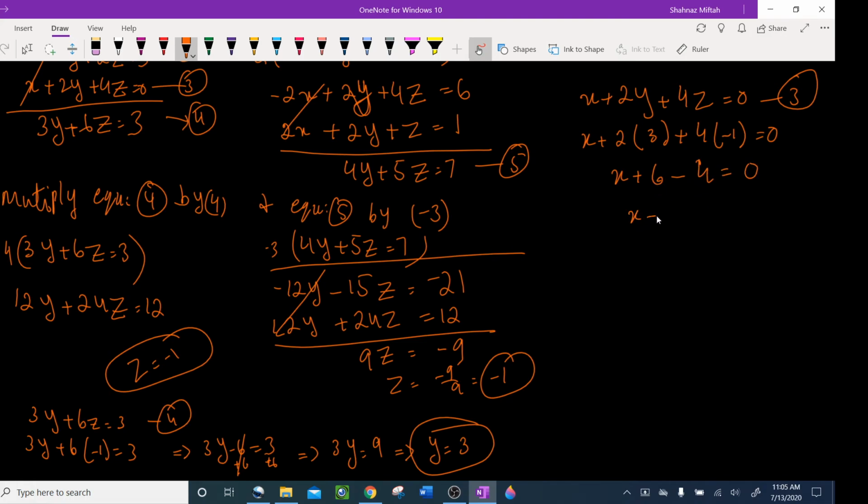6 minus 4 is going to give me x plus 2 equals 0, and this is going to give me x equals negative 2, because you subtract 2 from both sides to get x by itself. So my solution is negative 2, 3, and negative 1. So that's my solution set.